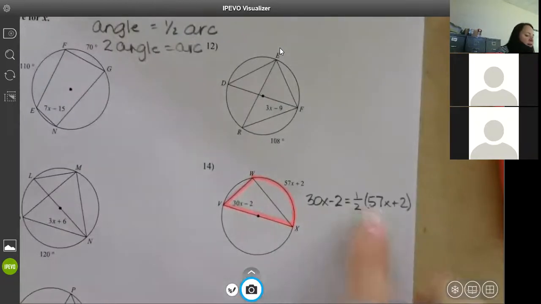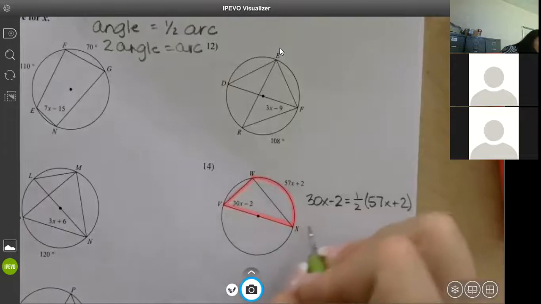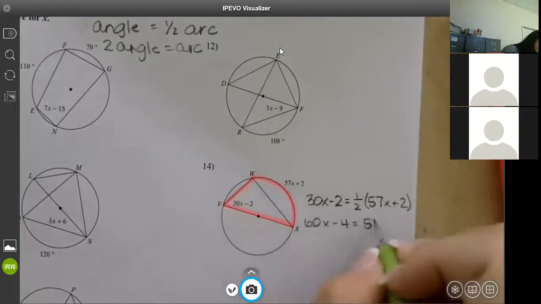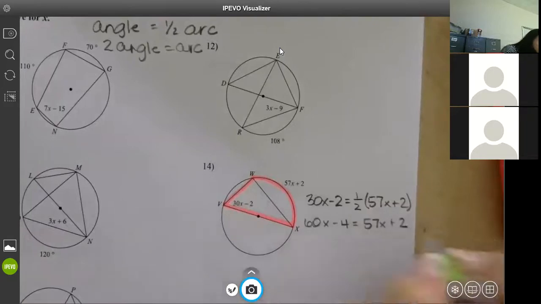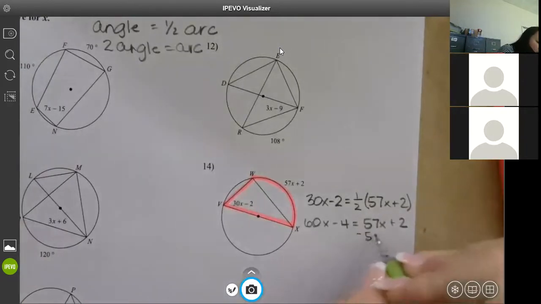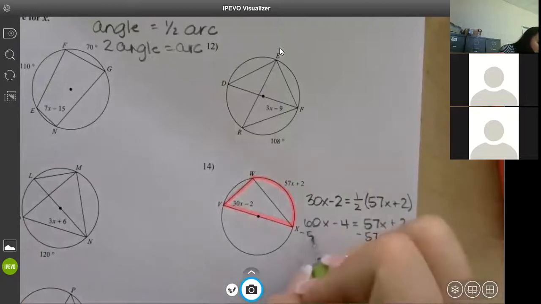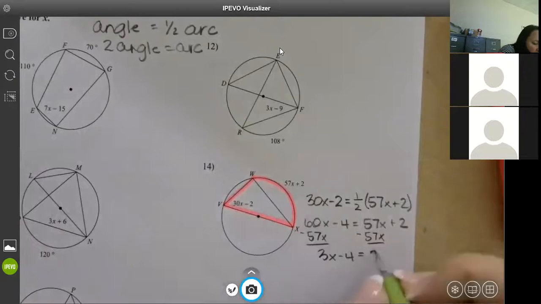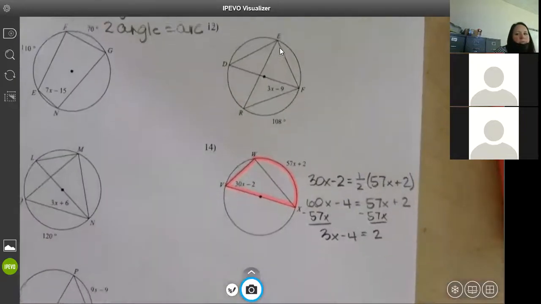So I would multiply by 2 here to get rid of that 1/2. So I'd get 60x minus 4 equals 57x plus 2. So again, all I did was multiply by 2 to get rid of that fraction. Now it's a regular equation, and we're just looking for x. So we're going to subtract 57x. We get 3x minus 4 equals 2.